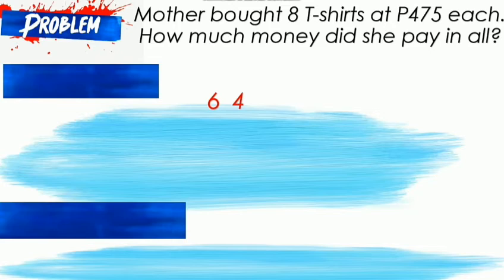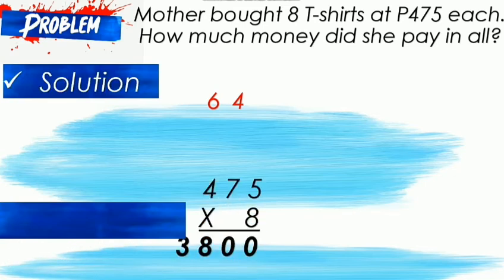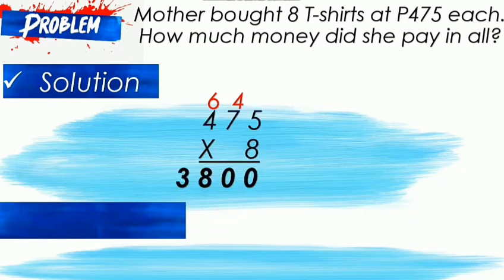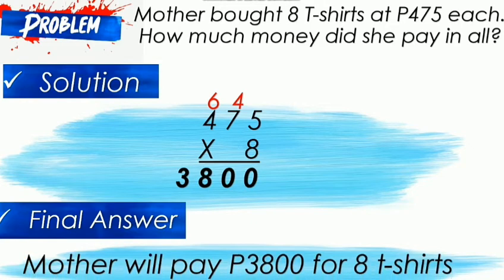By the time you multiply 475 by 8, you are going to have 3,800 pesos. So the cost of the t-shirts will be 3,800 pesos. That is the amount mother is going to pay.